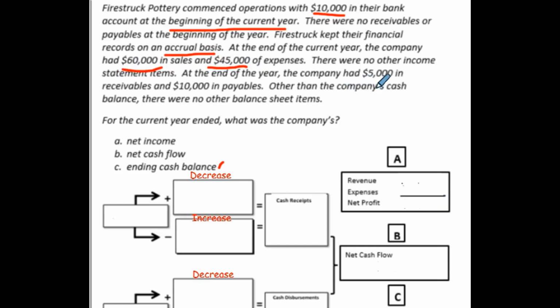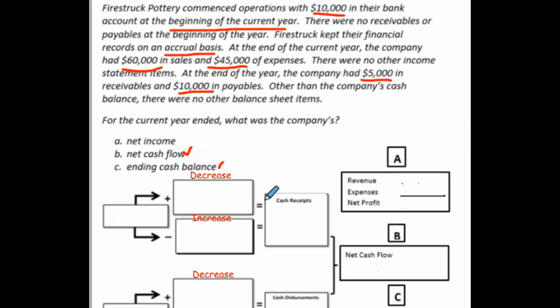At the end of the year, the company had $5,000 in receivables and $10,000 in payables. Other than the company's cash balance, there were no other balance sheet items. So we're going to keep this very simple. Let's start off with part B first, net cash flow.